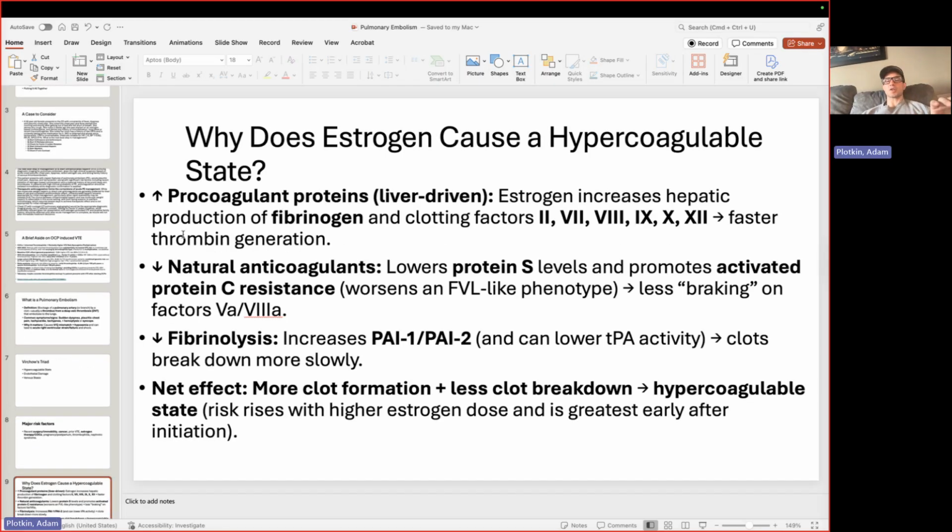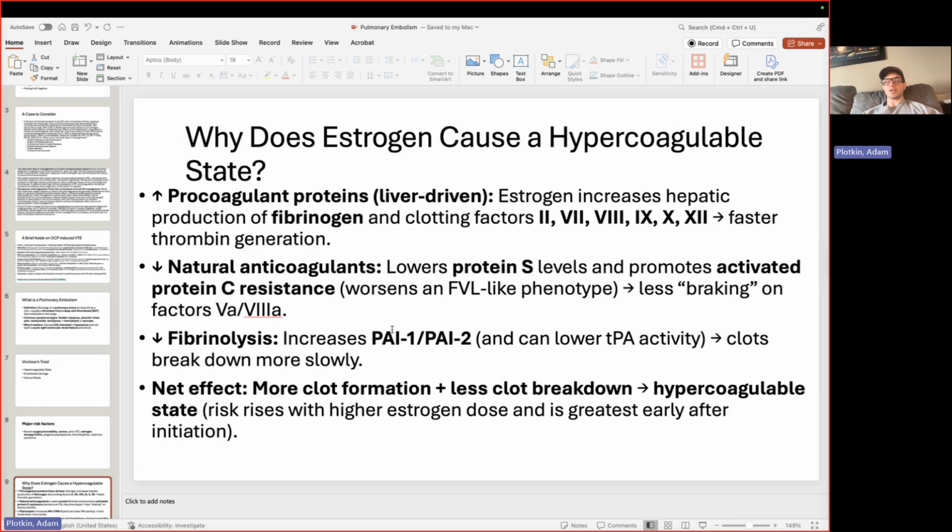So why does estrogen cause a hypercoagulable state? It's quite simple, actually, right? It increases the procoagulant proteins and it decreases the natural anticoagulants, right? So it increases things like fibrinogen, factors 2, 7, 8, 9, 10, 12, right? And then it decreases my anticoagulants like protein C, it lowers protein S, and then it causes a protein C type resistance. It's almost like factor V Leiden. So it increases procoagulants, decreases my anticoagulants.